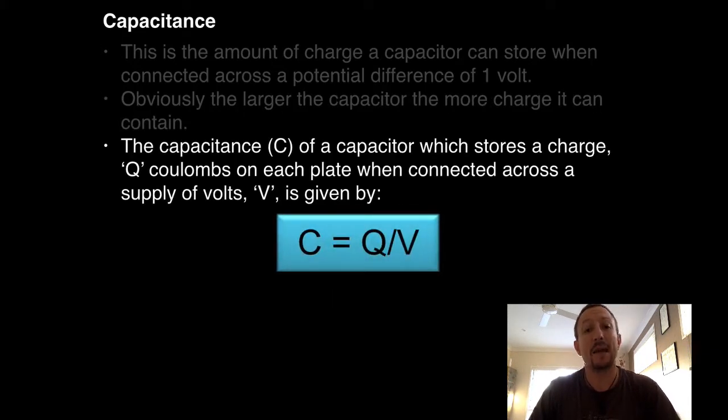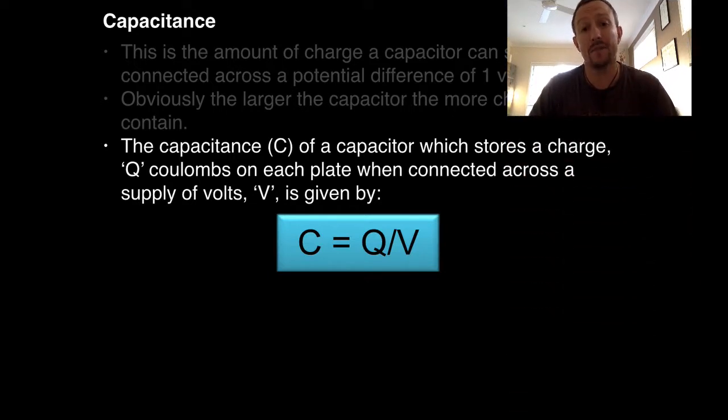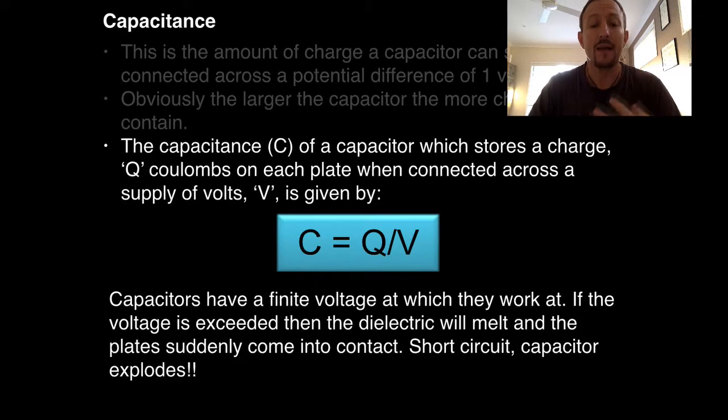As I stated, the capacitance of a capacitor will store charge. Charge is measured in coulombs on each plate when connected across a supply of volts, V. So the capacitance is basically down to the charge divided by the voltage, C = Q/V. Now, as I've stated, capacitors have a finite voltage at which they work. If I put too much push on there, those electrons will actually be able to go across the dielectric and melt the dielectric.